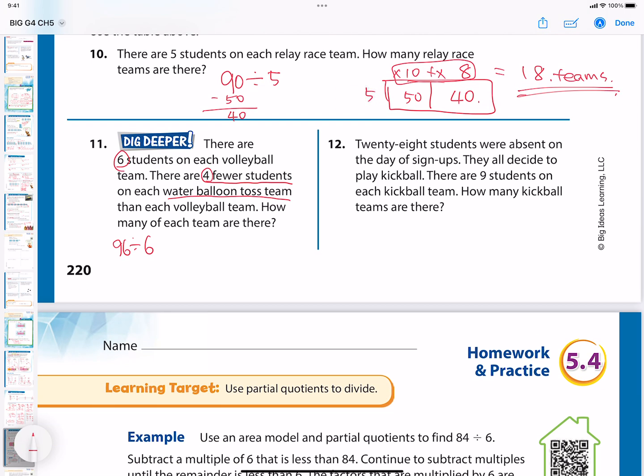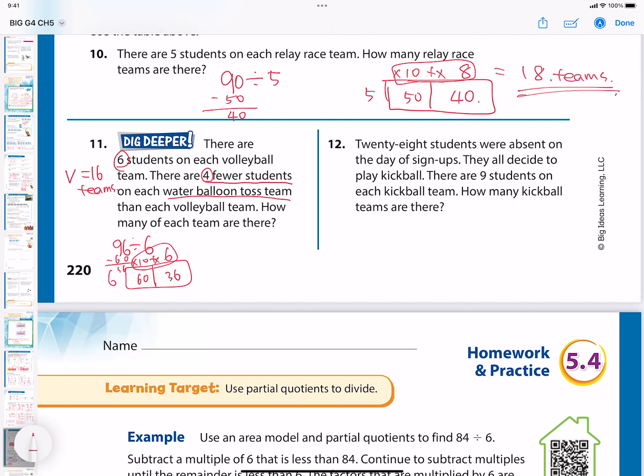Now I'm going to draw this area model. 6 into 2 pieces first. Since I know 6 times 10 is 60, I'm going to take away 60, and I'm going to have 36. This 36 is the partial area. Now 6 times what is going to make 36? Yes, 6. So for volleyball teams, I don't have space, so I'm going to put it in here. How many teams are there? 10 plus 6, which is 16 teams.